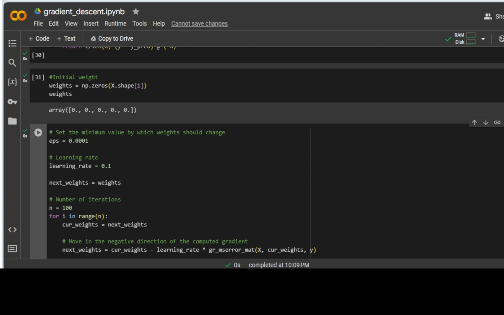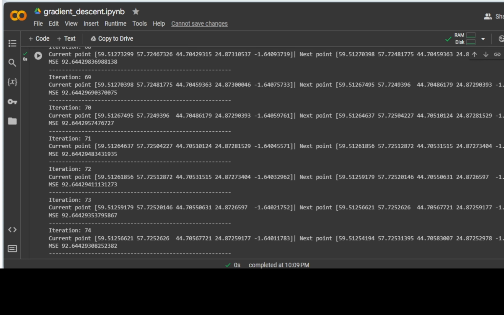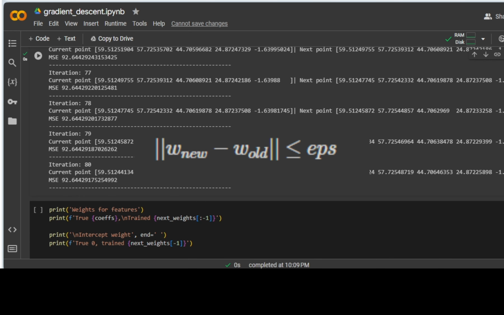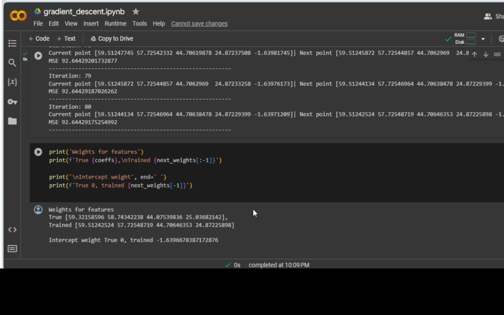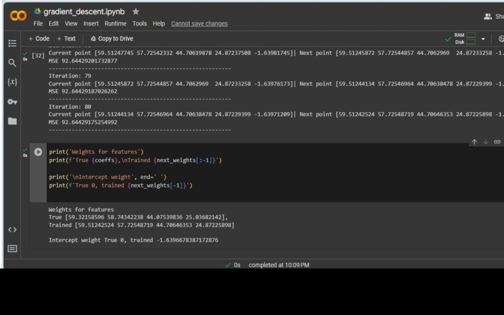Then we run the learning loop and change the weights, not each weight separately, but all the weights together at once. And if the weights start to change very little, we can exit by the stopping criterion. We left the training cycle early because the weights stopped changing much and we started treading on the same place. Now let's compare the obtained coefficients with those that were generated with the data.